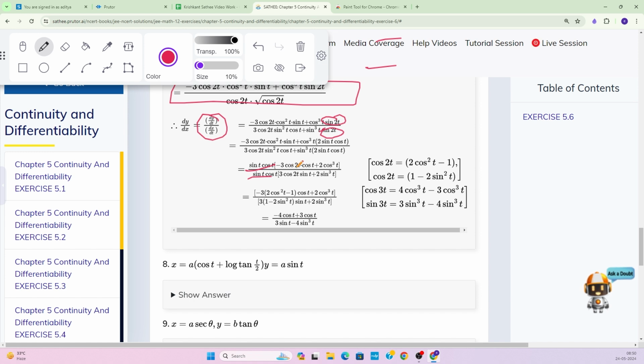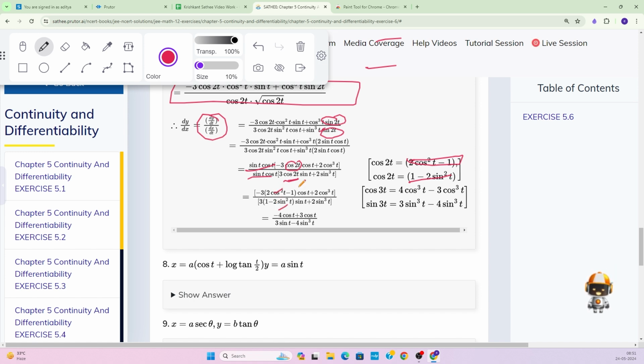We can apply some formula. What formula? As you can see, if you take cos t common, first of all, I will be using the cos 2t form, which is 1 minus 2 sine square t. This will be your cos 2t. Okay, clear? I will be using cos 2t in the cos form, and also in the sine form. I'm using both forms: here the cos form, here the sine form.